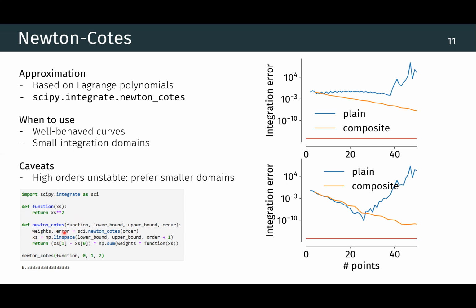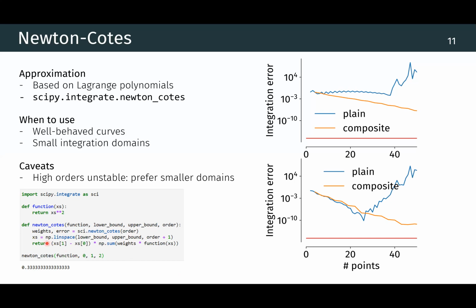And then what you can do is you can use the Newton codes function call in SciPy. And this function call takes exactly one argument, which is the order of the Lagrange polynomials you'd like to include. So how many points you're going to add. And what you get is two things. You get the weights of your equidistantly spaced points, and you get an associated error estimate. What you don't get are the points.